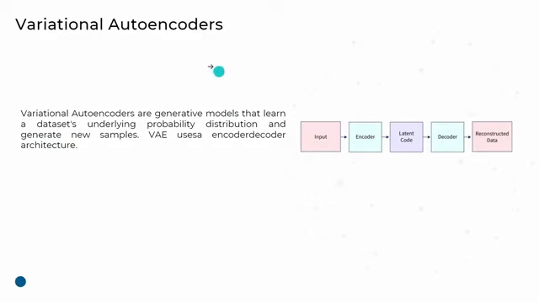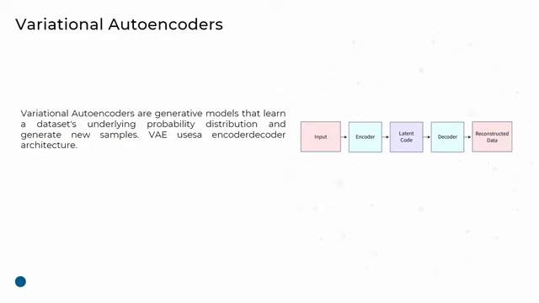Variational autoencoders are a type of generative model in machine learning that is used to create new data samples that resemble the original data. They are popular for generating images but can also be applied to other types of data such as text or audio. So in this one we have input, encoder, latent code, decoder and reconstructed data.